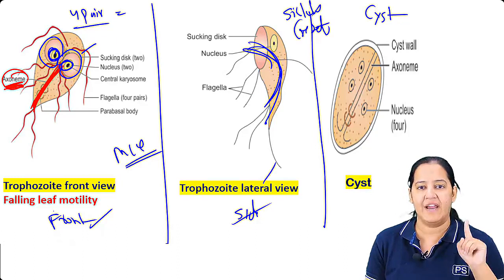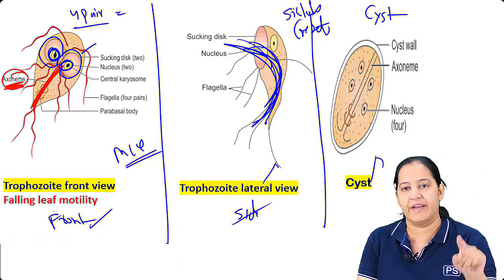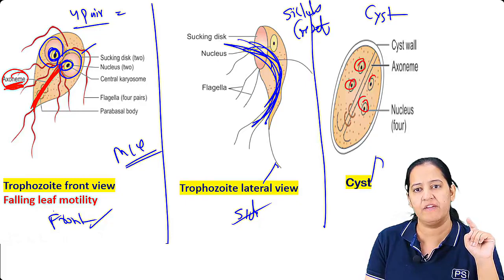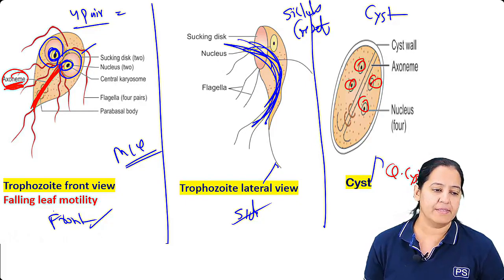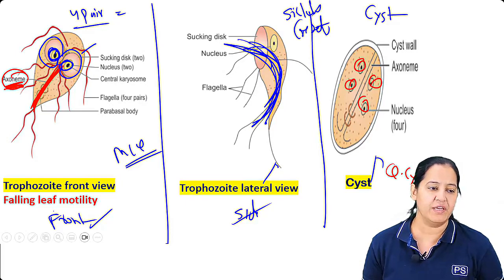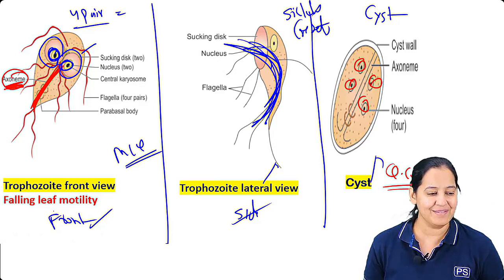Okay, and the lateral view is sickle shape. You can see this is sickle shape. The cyst is quadrinucleate. Count 1, 2, 3, 4. 4 nucleus. Where else have you read the quadrinucleate cyst? Saddam, Elizabeth, Susie, where else have you read it? In one more parasite.